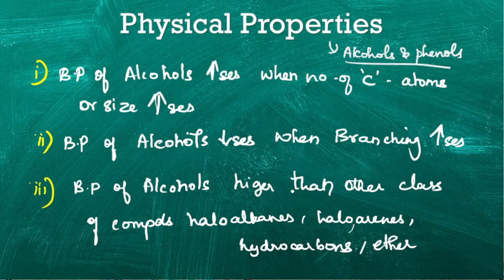So whenever haloalkanes, haloarenes, hydrocarbons, ethers and alcohols are given, and you are asked to arrange them in increasing order of boiling point, first you should start with the other classes of compounds, because alcohols will be the highest. Clear?